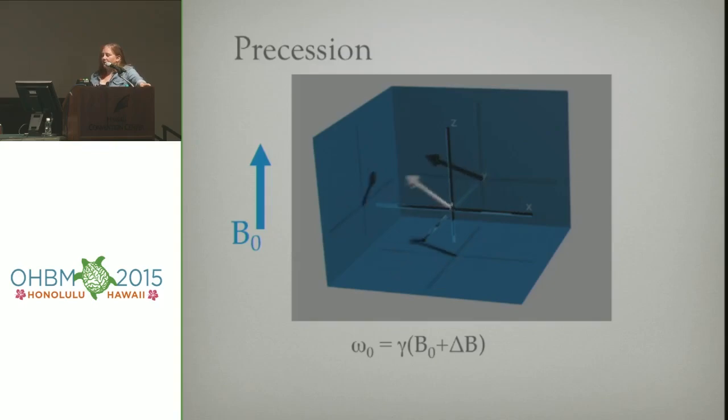And when we do that, the magnetization will precess about that field. So it undergoes this kind of funny rotational motion. And usually what we think about is the frequency, so omega, of that rotation, how quickly it's rotating around, is proportional to the magnetic field. And so normally we think about this in terms of the main magnetic field, B0. So that's your 1.5 or 3 or 7 Tesla magnet. And that is the primary determinant of what the rate of this precession is.